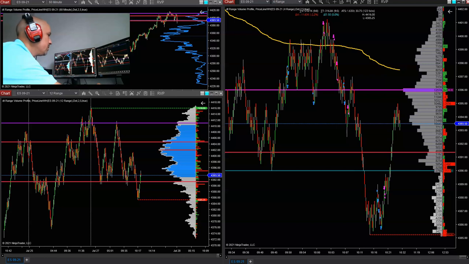So let's see what happens. I'm not sure if the market's just going to try to retest the point of control, or we're actually getting a pullback here and the market wants to push lower.